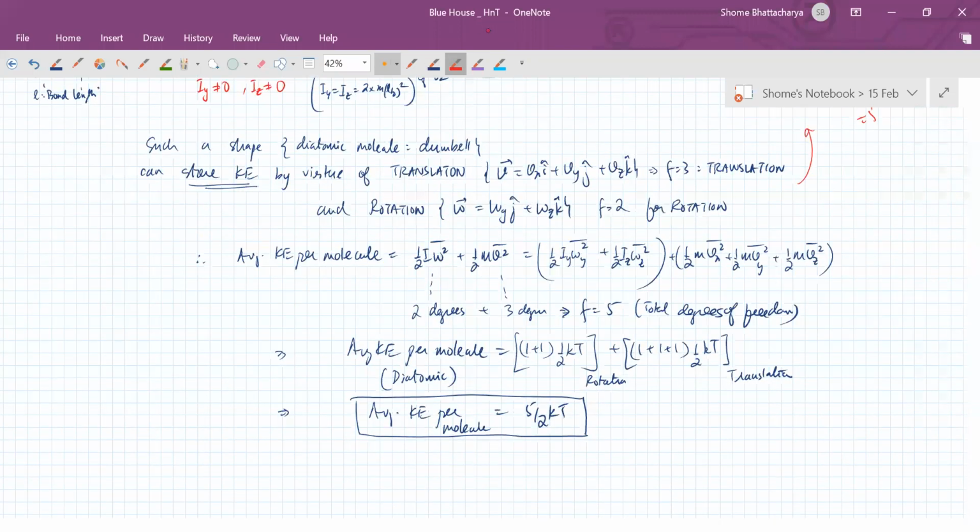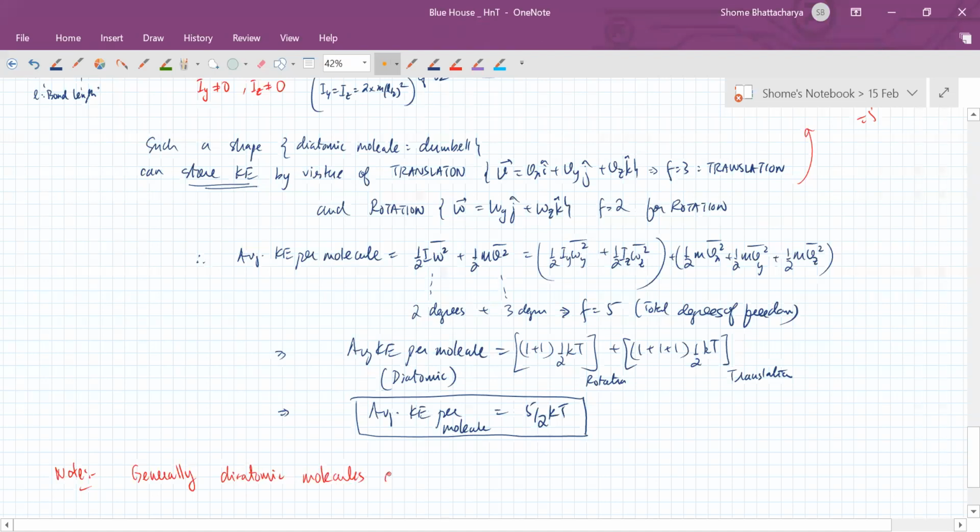So additionally, we'll just note down one more point here, that generally diatomic molecules are observed not to vibrate unless at extremely high temperatures. So that's why we have taken the vibrational degrees of freedom as 0.